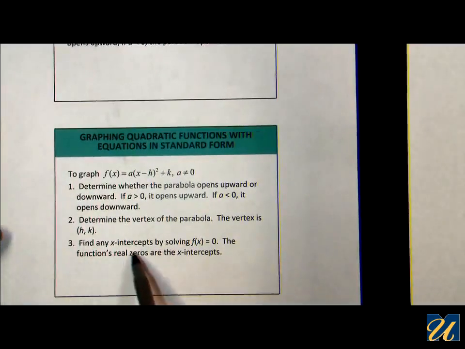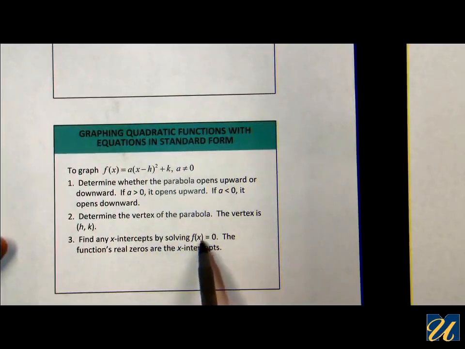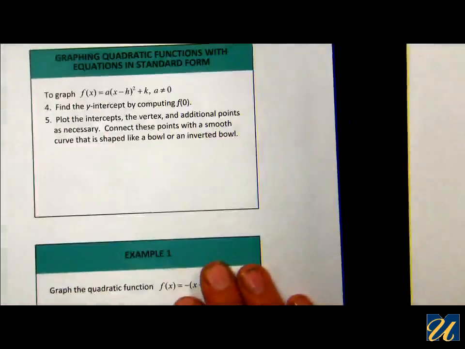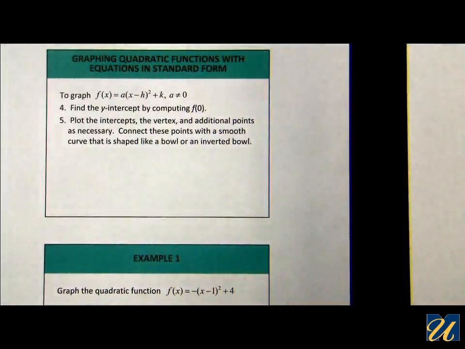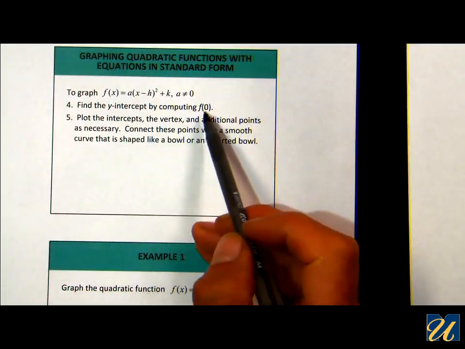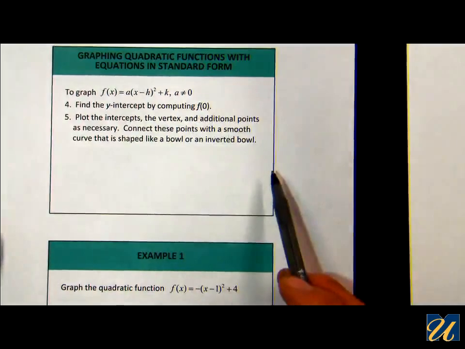Also, find any x-intercepts by letting the y value equal 0. That means you're on the x-axis. The number of real zeros are the x-intercepts. We don't count any imaginary roots that may result from solving that equation. In addition to that, we also want to find the y-intercept by letting the x value be 0. That gives us an additional point on the graph.